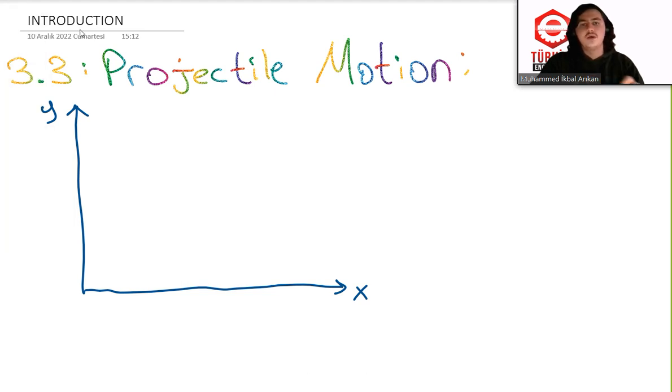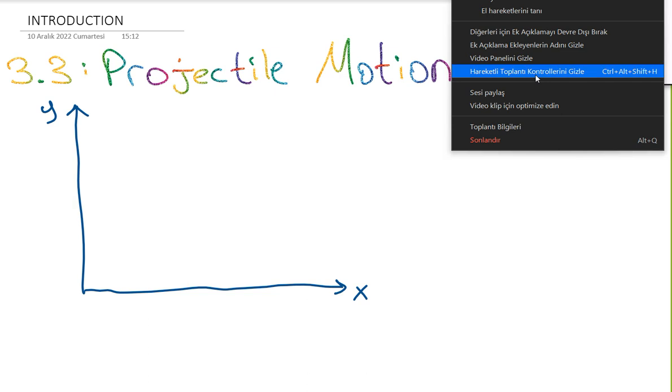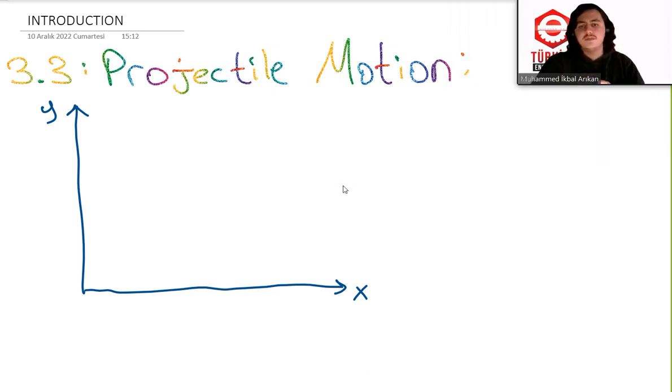So I will put our special cases. The first special case for projectile motion: you are throwing an object. Just assume that we will start from the origin. I will throw this object with an initial speed, like this. It will go up, but slow down in the y-axis. Why? Because I will have an acceleration, which is gravitational acceleration in the y-axis. So I'm drawing my path, and my path will be like this.